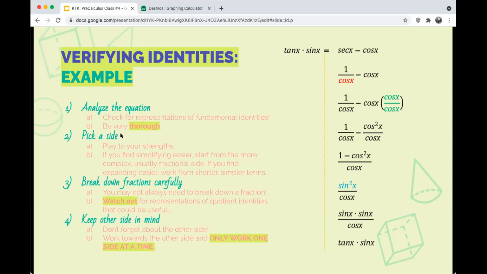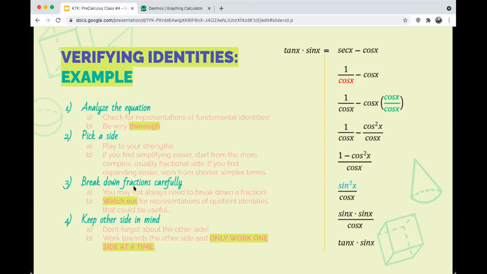Second is to pick a side. So play to your strengths. If you find simplifying easier, I would start from a more complex side, usually with fractions. And if you find expanding easier, you can work from shorter, simpler terms. I generally tend to see that simplifying is a lot easier for a lot of people. So for most people, I would say definitely start with simplifying. So start with the fractional, larger values in your trigonometric identities.